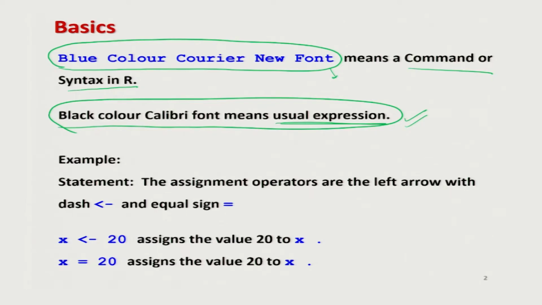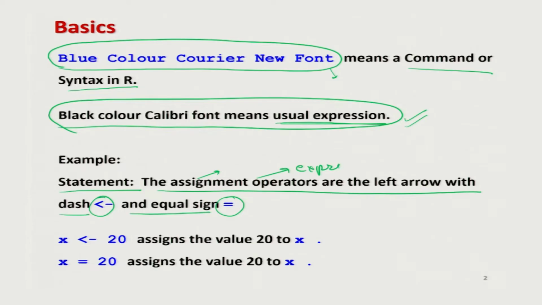For example, if I make a statement, I will write it like this: the assignment operators are the left arrow with dash and equal sign. Now in this statement you can see the text is written in the black color Calibri font, and these two things are written in the blue color Courier New font. So this means the black text consists of simple expressions which are for your understanding, and the blue ones are the R commands. So what are they going to indicate?